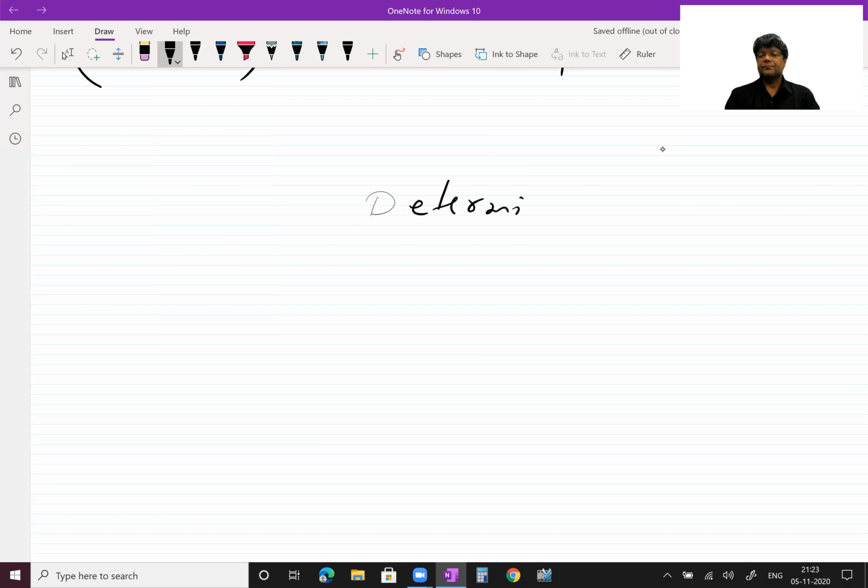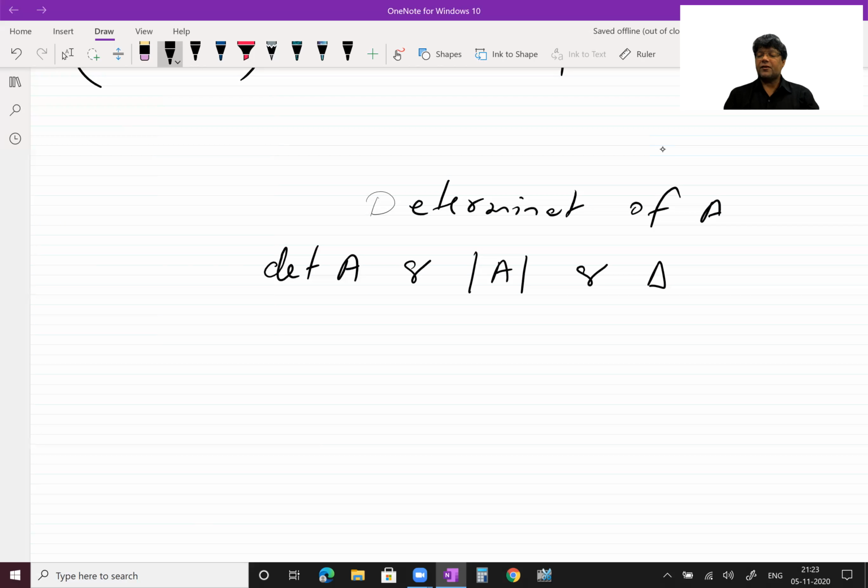Determinant. Determinant means, suppose a matrix is given, guys, then the determinant of A may be shortly denoted as det A, or sometimes as absolute A, or sometimes by delta. So we will write it as det A or absolute A.